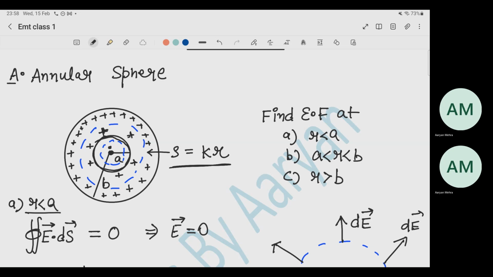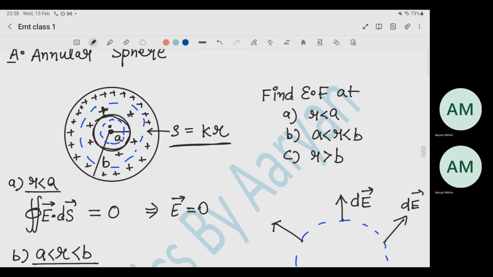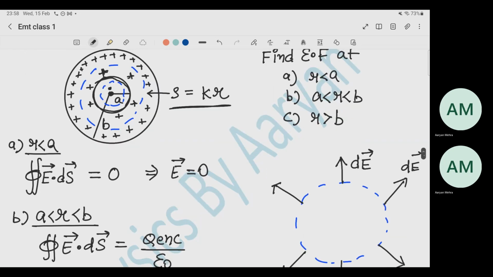So for all three, we will again use Gauss law. What does Gauss law say? The closed integral of E dot dS should equal the enclosed charge over epsilon naught. Now for r less than a, I will assume a Gauss sphere. Whenever we find the electric field, in the last two questions what we did was, the electric field was given to us and we were finding the charge.